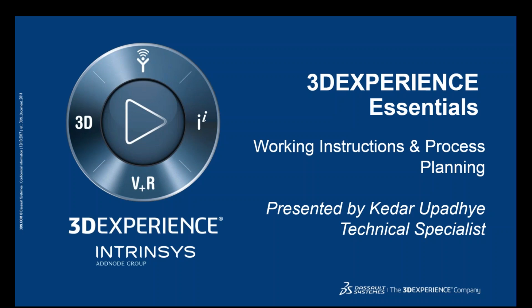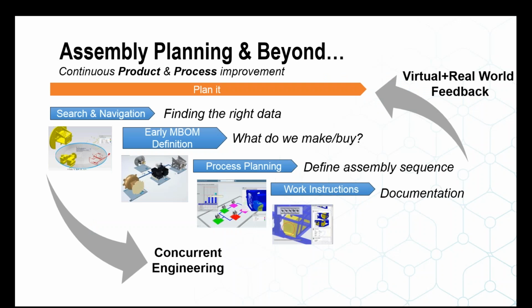Before we go to the live demo, let's see what the different phases involved in process planning and work instruction creation within the 3D Experience platform are. The process planning and work instruction platform will give you two major functions. The first one, as you can see on screen, is search and navigation and manufacturing bill of material definition. And the second is the actual process planning and work instruction.